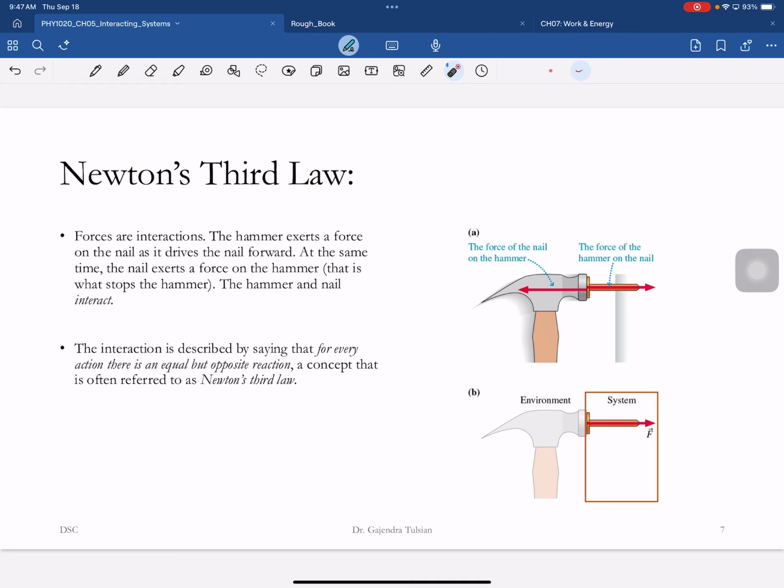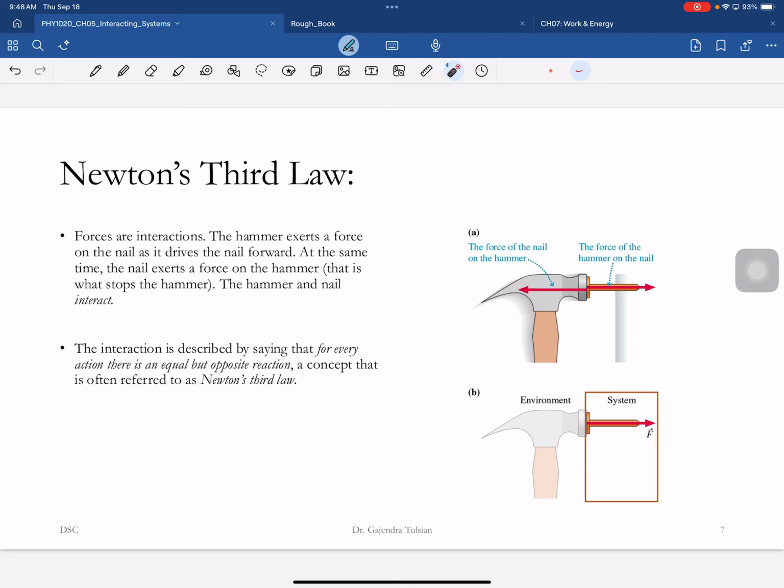Newton's third law. You might have heard of this law. For every action, there's an equal and opposite reaction. Here's an interacting system: a hammer interacting with a nail. When the hammer hits the nail, it exerts a force on the nail. Let's say the hammer exerts a 10-pound force on the nail. Newton tells us the nail will exert an equal and opposite force on the hammer. If the hammer exerts a 10-pound force, the nail exerts a 10-pound force. If the hammer exerts a 15-pound force, the nail exerts a 15-pound force.